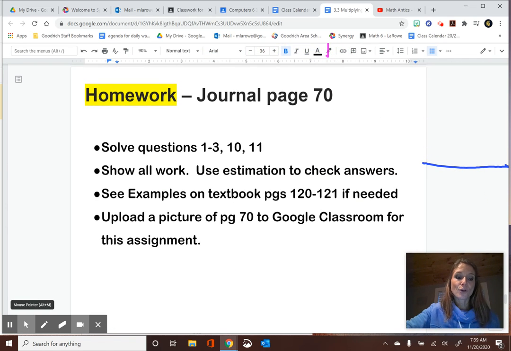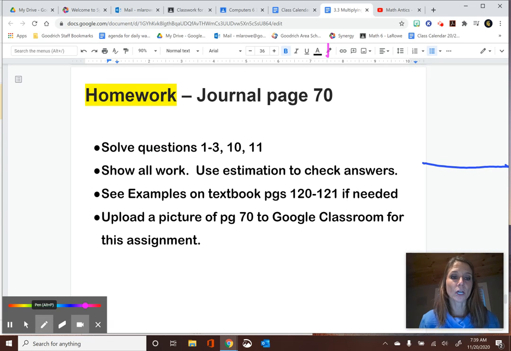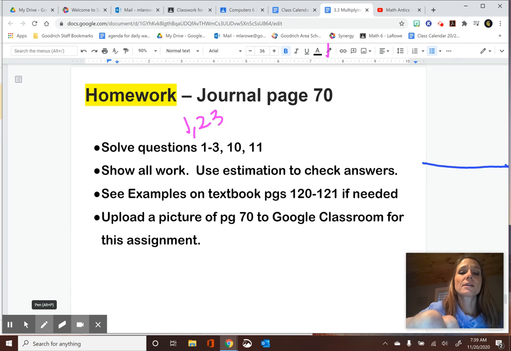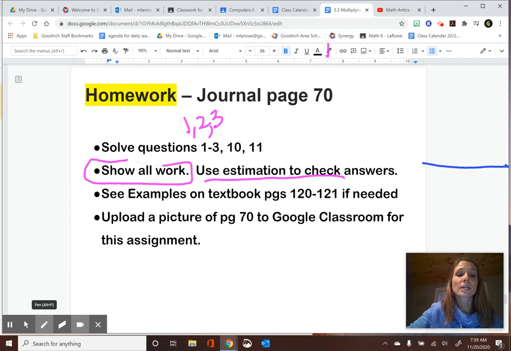So now it's time for your practice. You'll be solving page 70 in your journal workbook. We're going to do questions 1, 2, 3. Those are just some basic, here's some decimals, multiply them by some more decimals, do all your really good multiplication, count and place the decimal in your answer. And remember, use estimation to check and see that your answers are close and that you multiplied okay. You have to show your work. If you don't show your work, then I'm not giving you any credit until you do show your work.